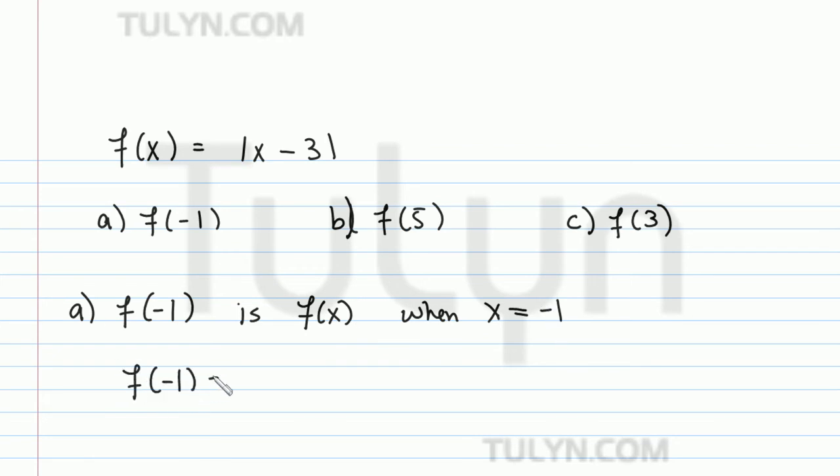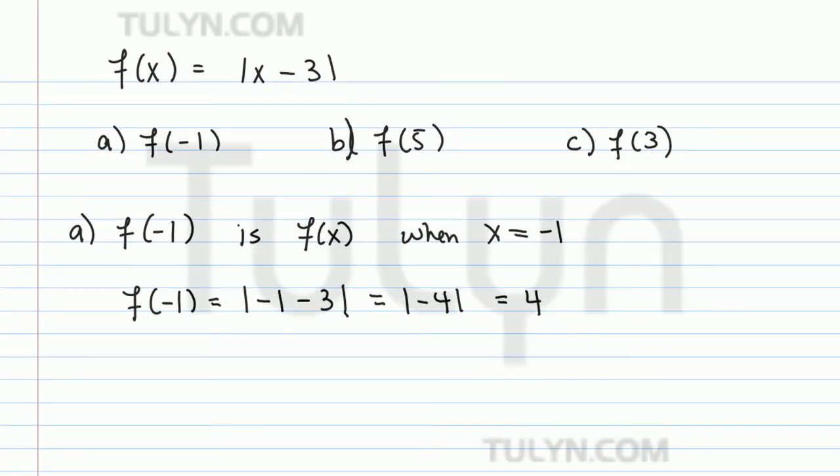So f of -1 is, since it's x minus 3, it's going to be the absolute value of -1 minus 3. Evaluating the inside first, -1 minus 3 gives you -4. And the absolute value of -4 is just 4, since the absolute value is the positive distance that the number is from 0. Right? So now let's do part B.